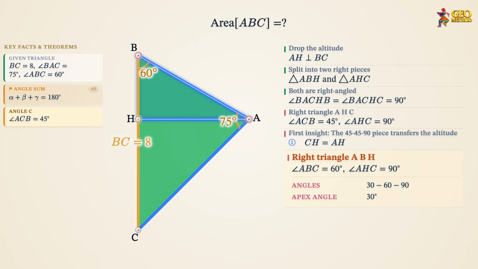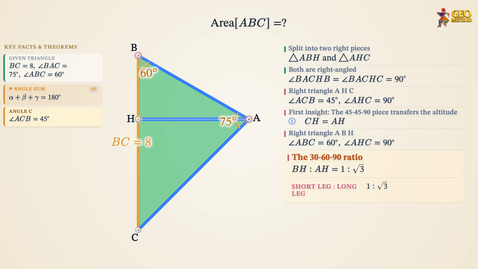Now the top piece, triangle ABH. It has 60 degrees at B and 90 at H, leaving 30 degrees on the right near A. So this is a 30, 60, 90 triangle. In every 30, 60, 90 triangle, the side opposite 30 is the short leg, and the side opposite 60 is the short leg times the square root of 3. Here, segment BH is the short leg, and segment AH is the long one, so their ratio is 1 to the square root of 3.